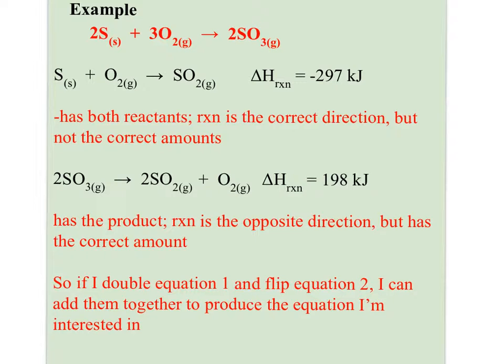So I'm going to have to make an adjustment to each equation. I'm going to double equation 1, even though that's not going to give me quite enough oxygen. Again, these things have a way of working themselves out because my second equation also contains oxygen. So I'm going to have to double the enthalpy as well. And the second equation, I'm going to flip, running it the opposite direction, so this is going to become a negative value.